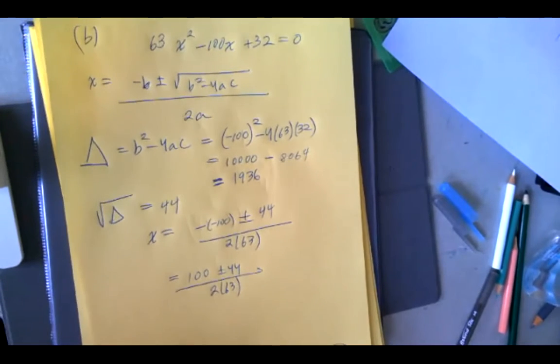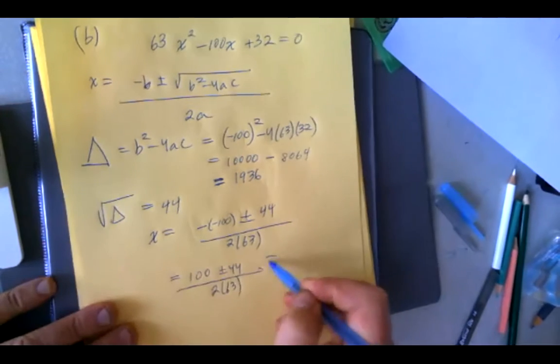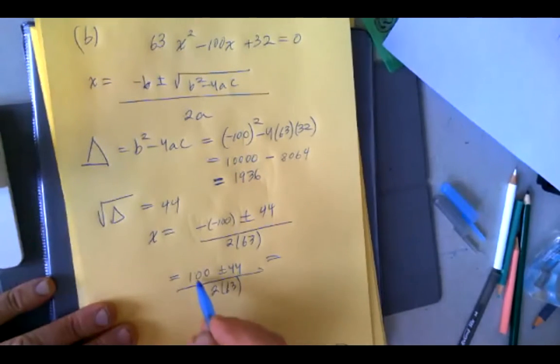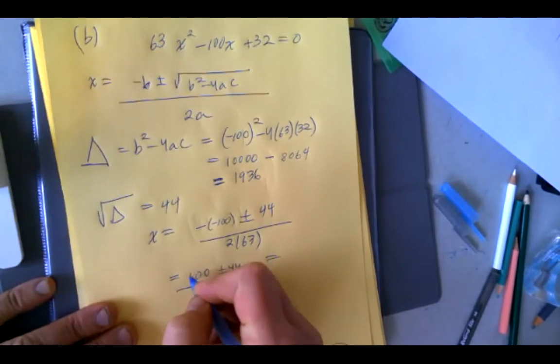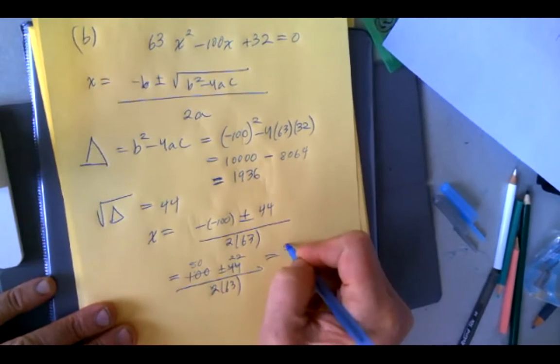Okay. Don't try this at home, but well, try it at home. It's okay. But since 2 goes into both of these, I'm going to do that. You can, as long as it goes into both, it just makes the math a little easier.